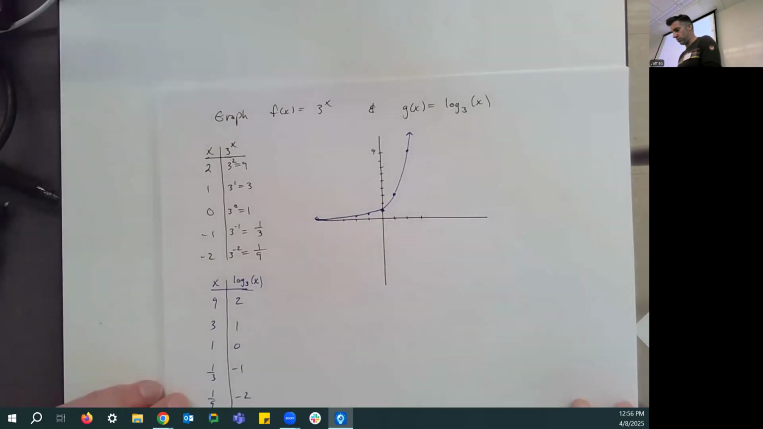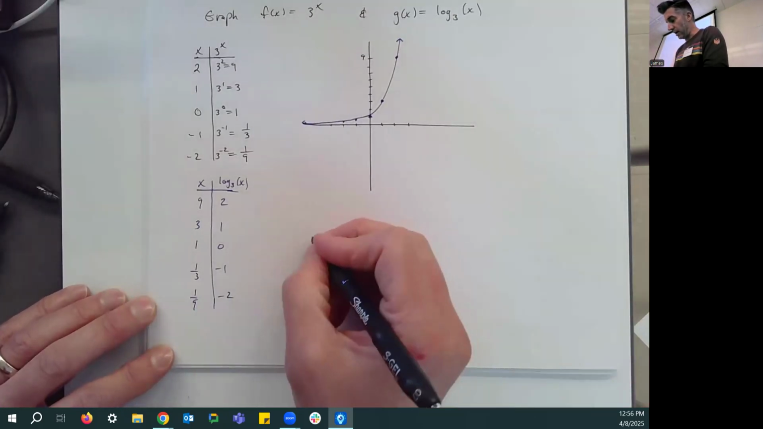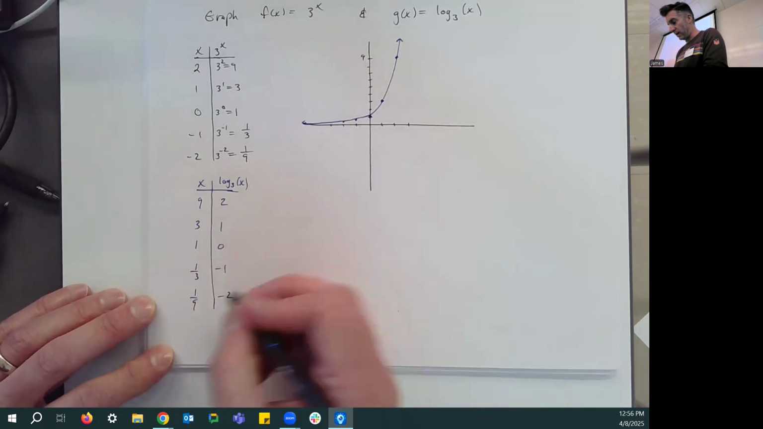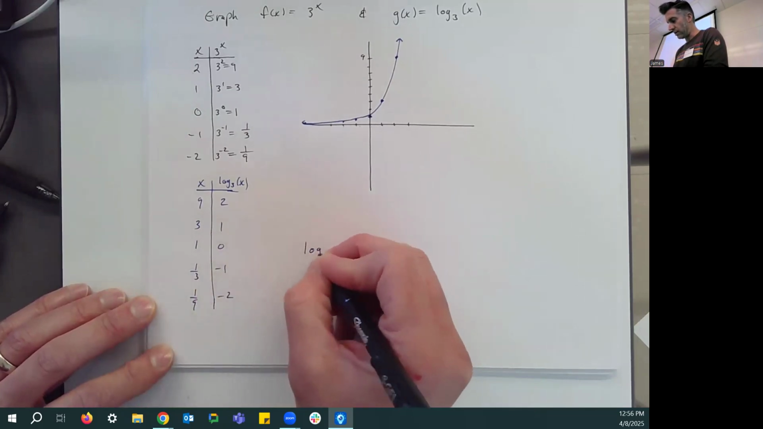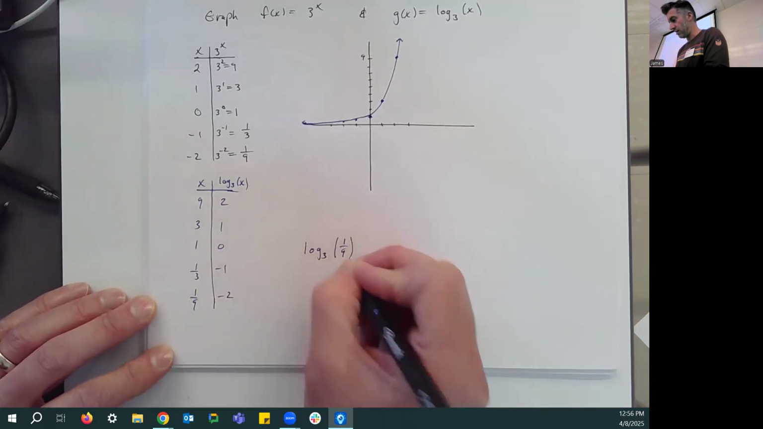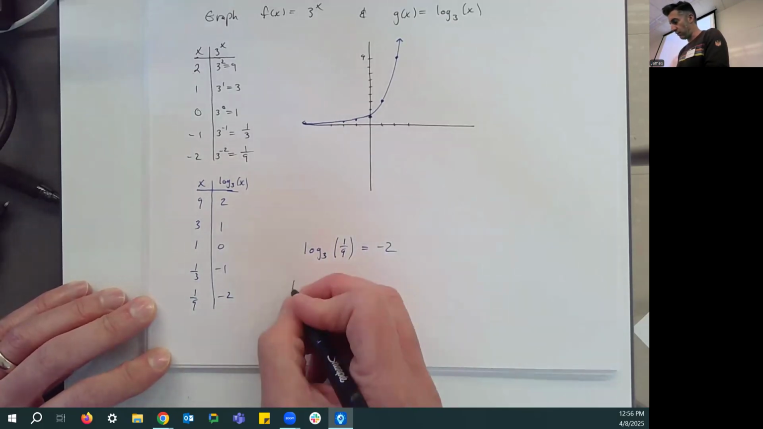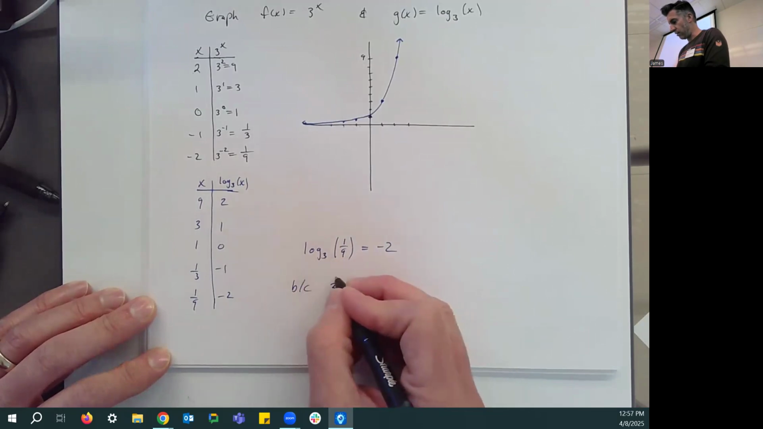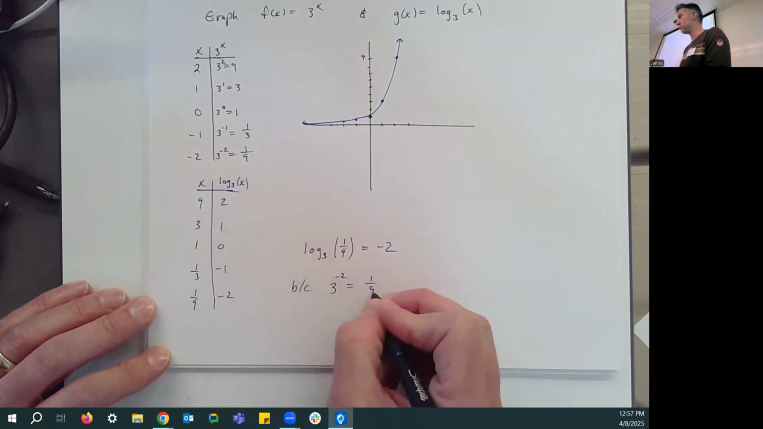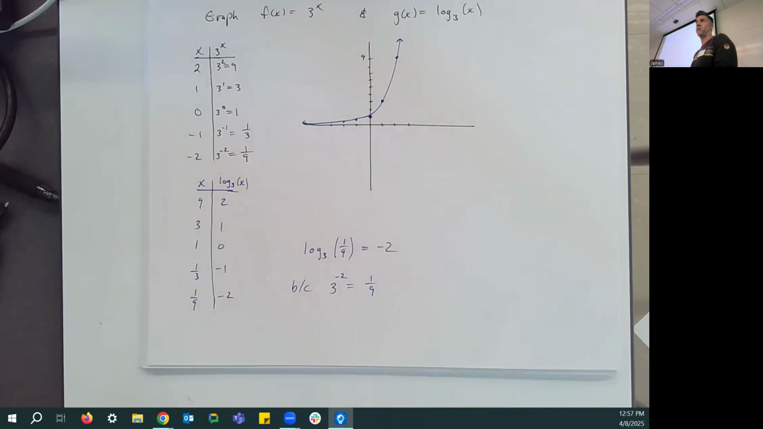Just to make sure everyone's on board with that, right? It really is true that if you plug in 1/9 for x, log base 3 of 1/9 has to be -2 because we're just looking for the power on 3 that makes it equal to the argument 1/9.